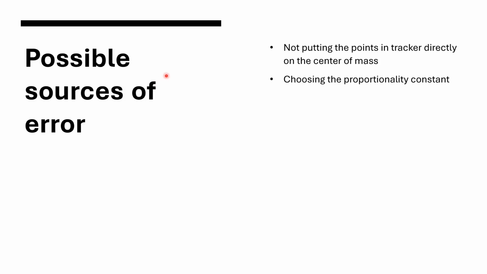The possible sources of error: while putting the points in Tracker, I might not have put them exactly on the center of mass, which could have messed with the data a little bit. And also we might not have chosen the exact right proportionality constant, but we chose the one that was as close as possible, so that could have also messed with the data a little bit.